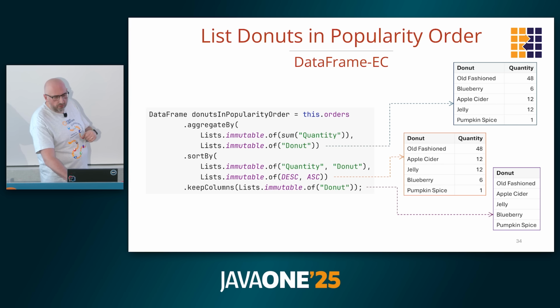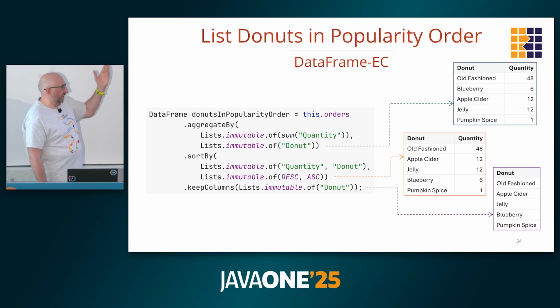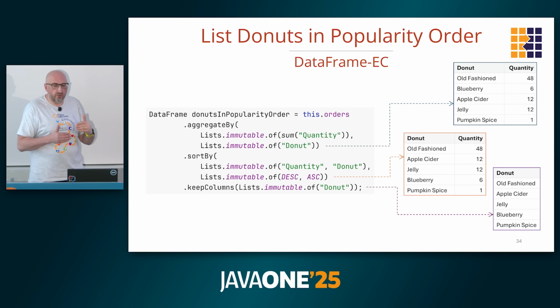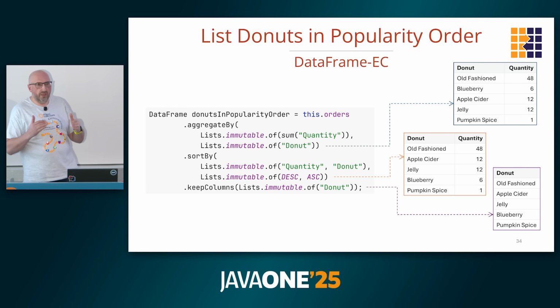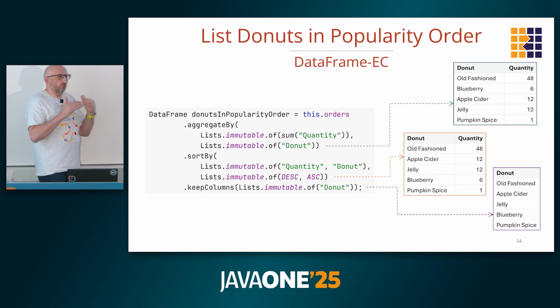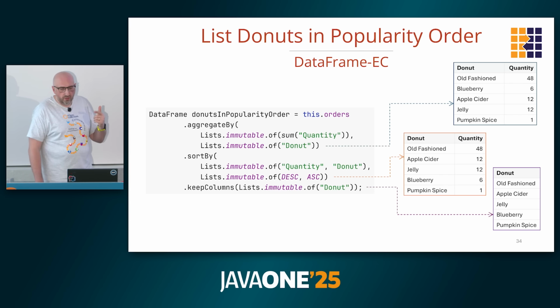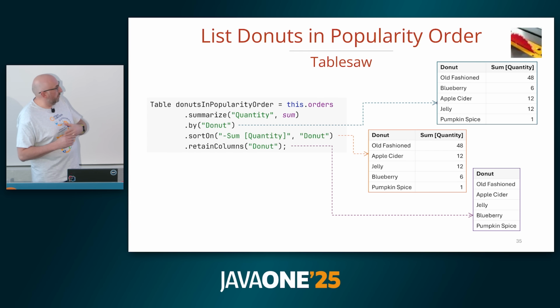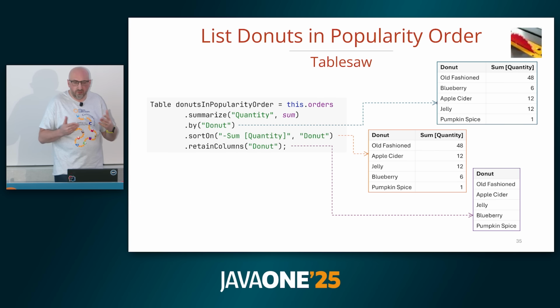So actually not going to spend much time on donuts in popularity order. Aggregate by works exactly like what we saw before. Sort, the only difference here is that we sort by 2 columns, one in descending order, one in ascending. So we sort by donut name just so that we break ties when there are 2 donuts with the same quantity. And the last one, keep columns, because we only care about donuts and we don't care about the quantities. We drop all the columns and just keep the donut column. For Tablesaw, visually, functionally, it all looks very similar. The only difference is how you indicate sort direction, and that's pretty much it.